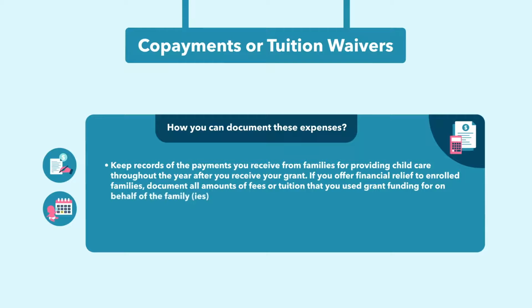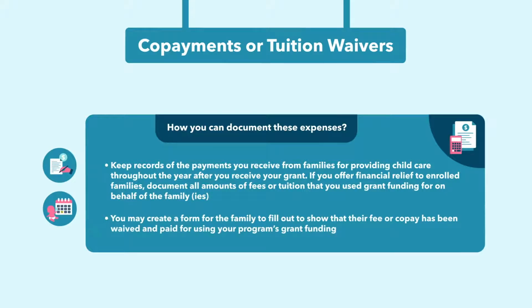Keep records of the payments you receive from families for providing child care throughout the year after you receive your grant. If you offer financial relief to enrolled families, document all amounts of fees or tuition that you used grant funding for on behalf of the family. You may create a form for the family to fill out to show that their fee or copay has been waived and paid for using your program's grant funding.